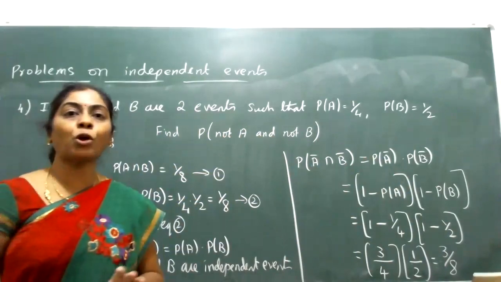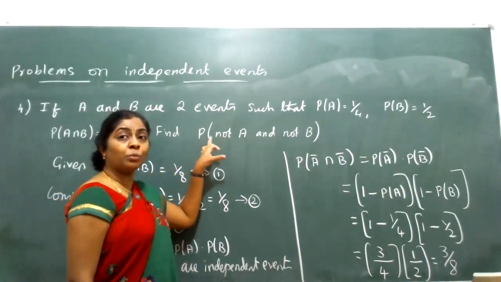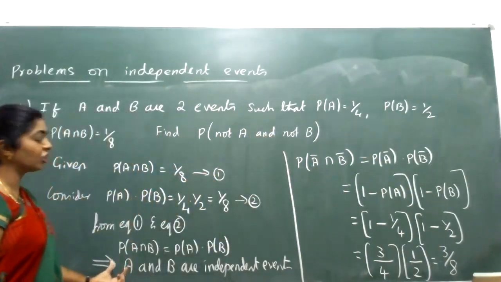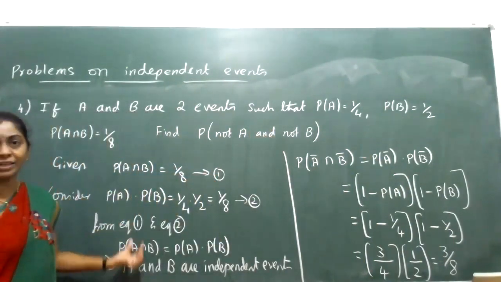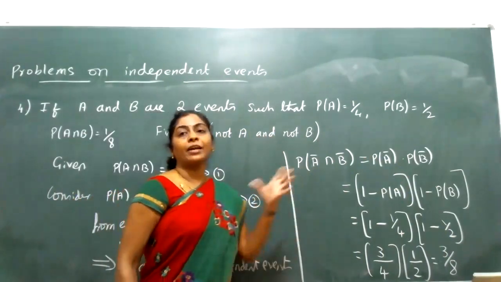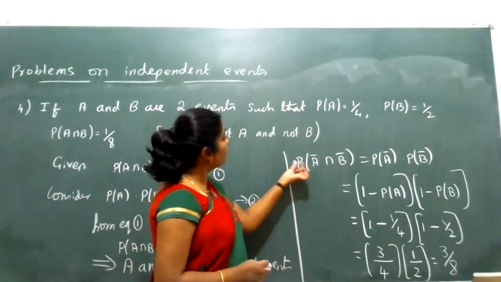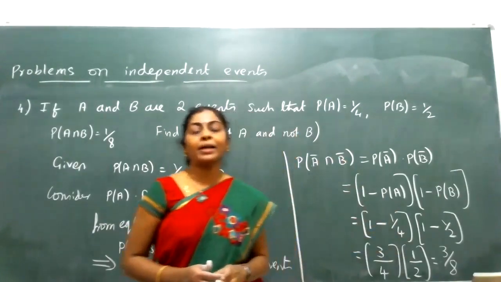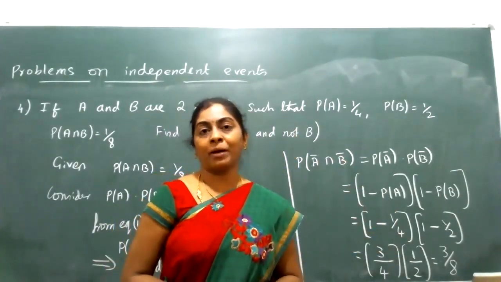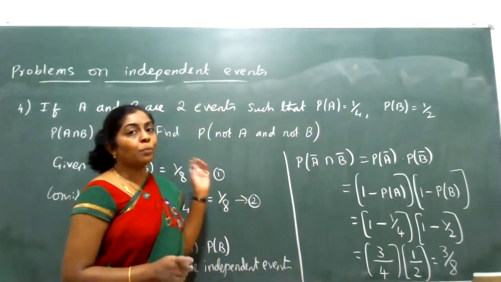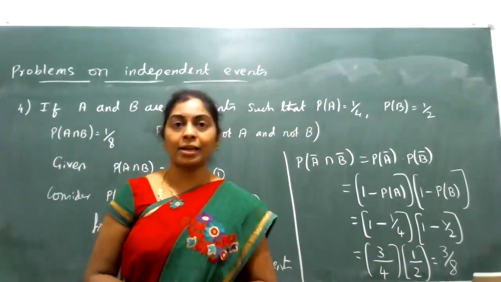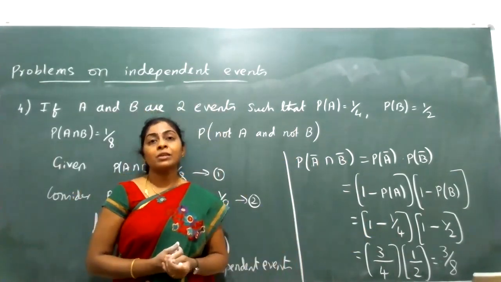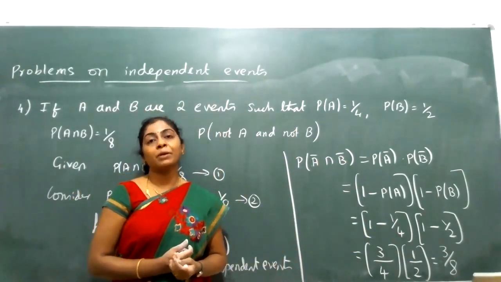Since in this problem probability of not A and not B was not directly to be found, I verified the condition that A and B are independent events. I used that and tried to find the value. Probability of not A and not B is equal to 3 by 8. This is the value you get back. So these are the few problems we worked out in today's class on independent events. Next class we'll consider a few more problems on these independent events.